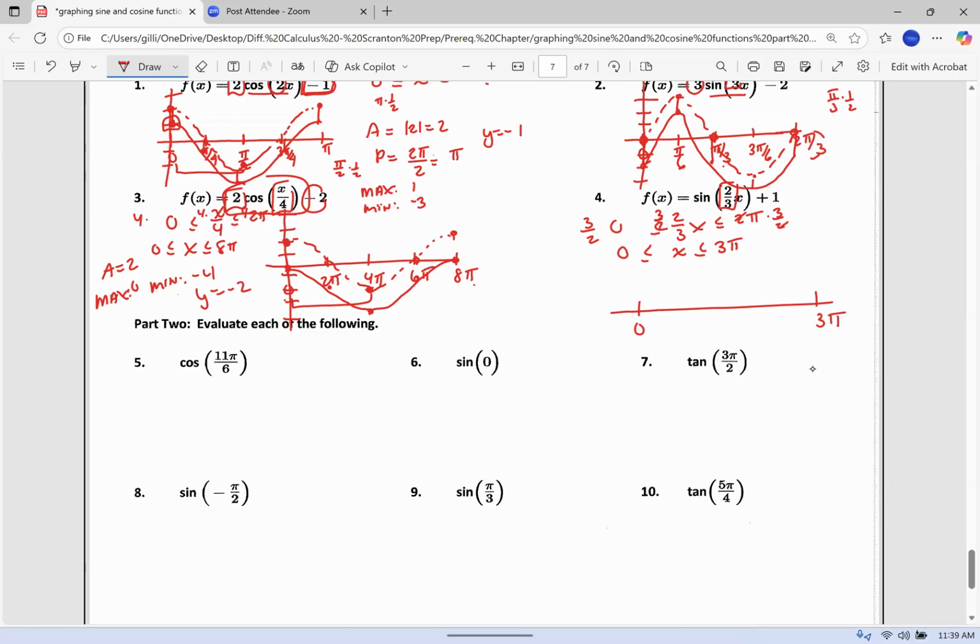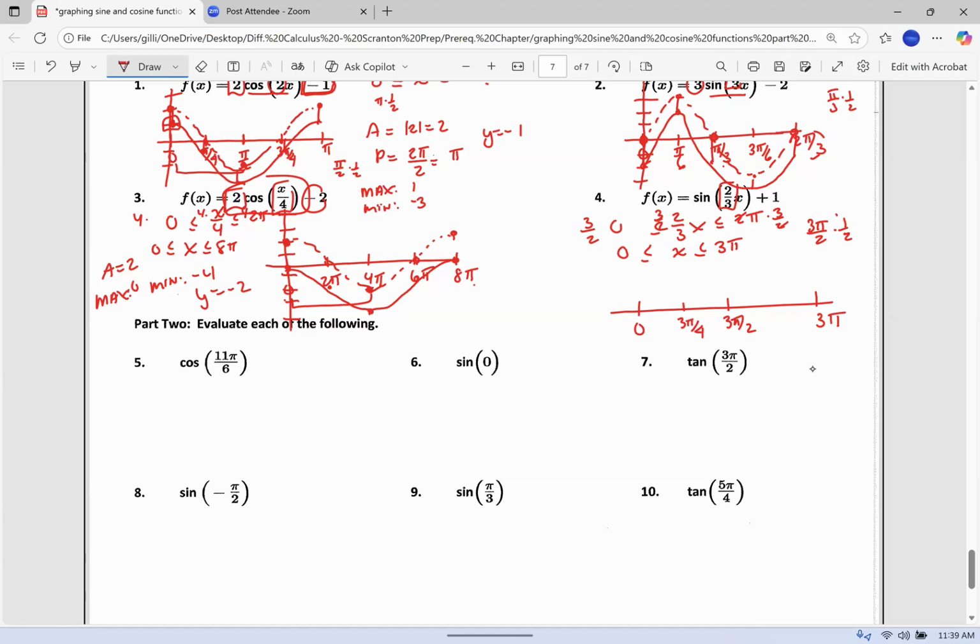Add the ends and multiply by a half. So 0 plus 3 pi is 3 pi. Half of it is 3 pi over 2. 0 plus 3 pi over 2 is 3 pi over 2. And guys, when you times it by a half, you get 3 pi over 4.